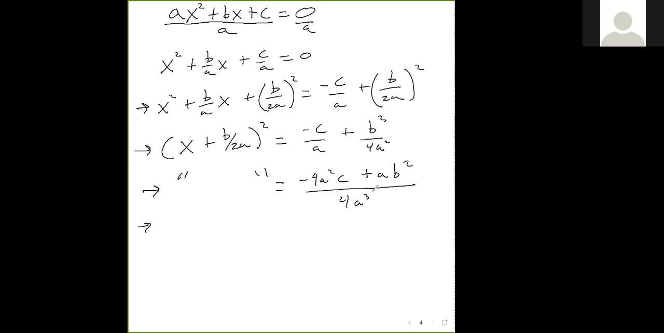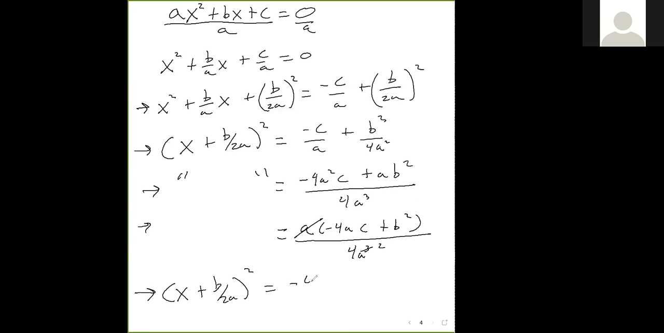What else can we do? Looks like we could factor out a there. Negative 4a squared c. Silly me, I just factored that out. Negative 4ac plus b squared all over 4a cubed. Now it looks like we can cancel an a there. This becomes squared. All right, so at this step, we're now at x plus b over 2a squared equals negative 4ac plus b squared over 4a squared. So this is this step.